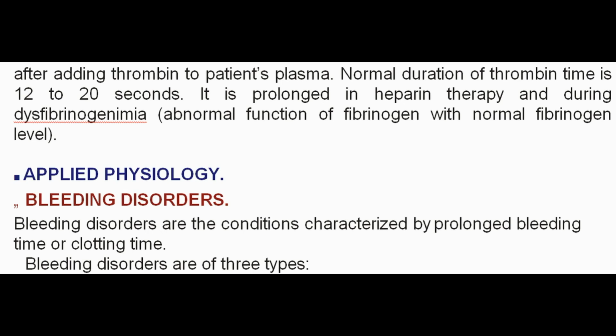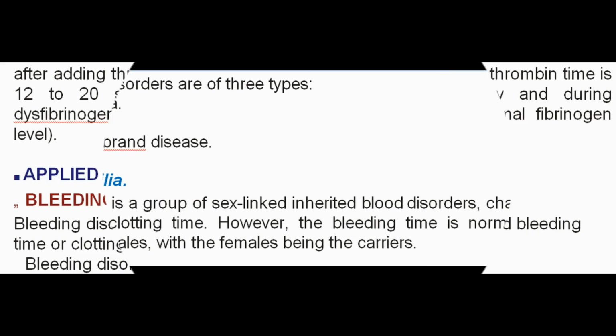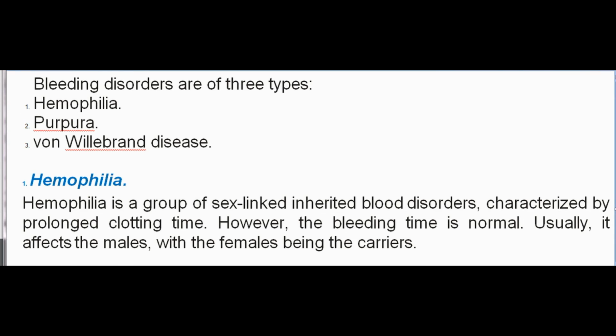Applied physiology. Bleeding disorders. Bleeding disorders are the conditions characterized by prolonged bleeding time or clotting time. Bleeding disorders are of 3 types: hemophilia, purpura, von Willebrand disease. Hemophilia is a group of sex-linked inherited blood disorders, characterized by prolonged clotting time. However, the bleeding time is normal.